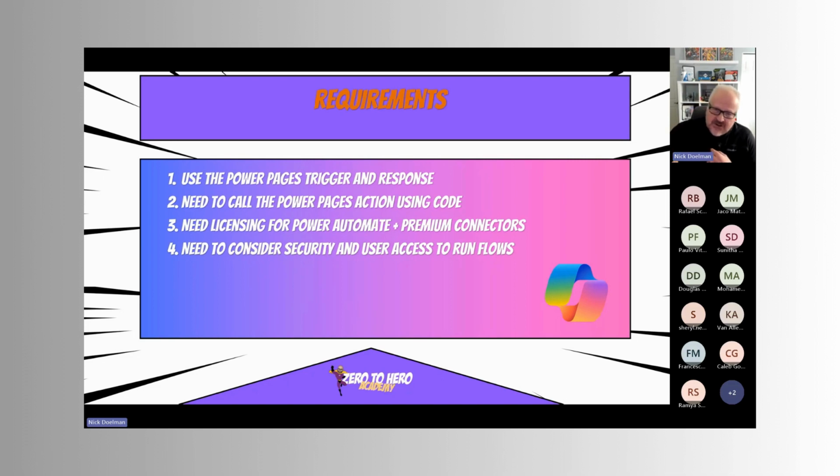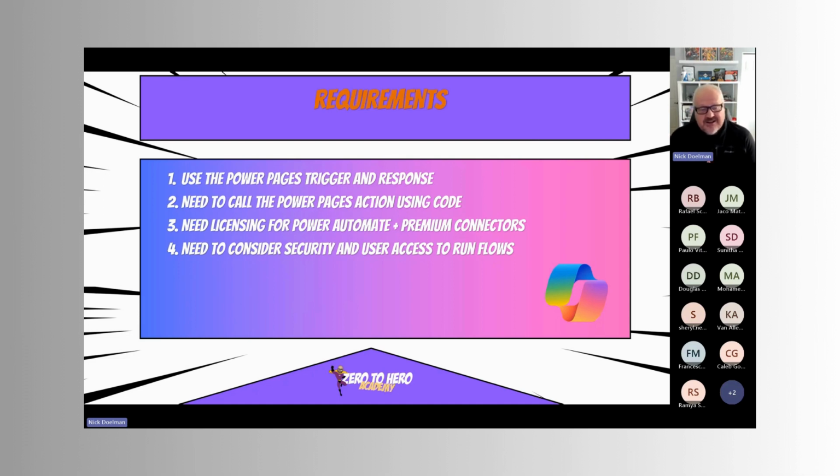There is no component that we can drag onto the form. I absolutely wish there was. That'd be the greatest thing if we could just add it and put in the parameters and away we go. That's not there yet. We do need to get licensing for the Power Automate and those premium connectors if you don't already have that licensing.